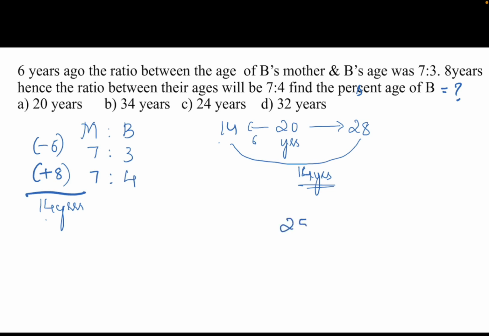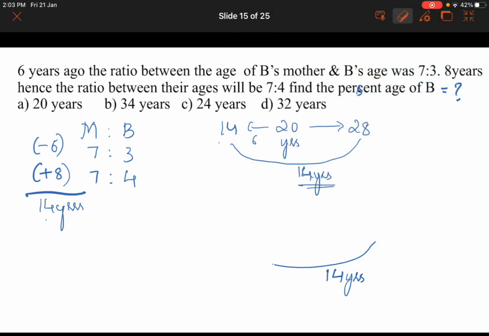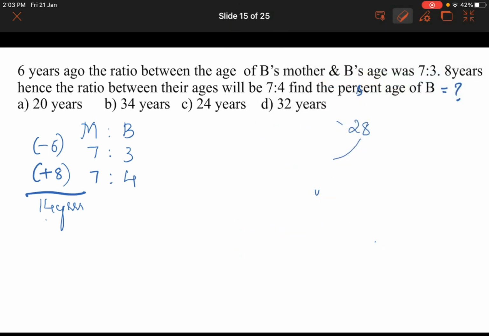Now if his present age was 25, okay, 6 years ago the age was how much? 19, and 8 years afterwards the age will be how much? 33. Then 33 minus 19 will be how much? 14 years, isn't it? The difference between 19 and 33 is 14 years. So that is what I am trying to tell here. Okay, the difference between 6 years ago and 8 years hence, the age will be 14 years.